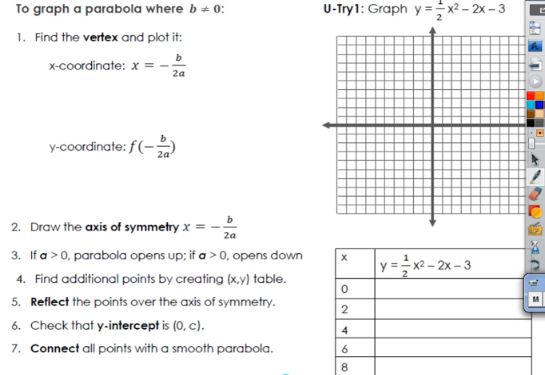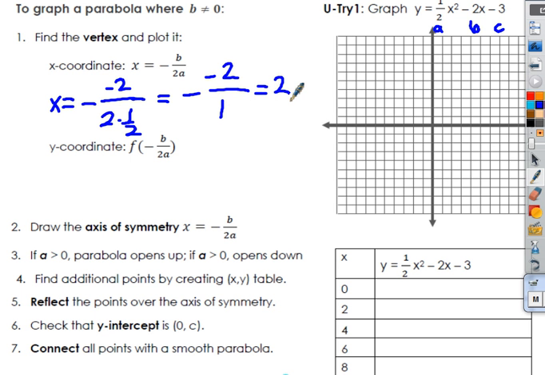Let's look at our second example. In this second example, we are first going to find the vertex again. For the x value of the vertex, we are going to substitute x equals negative b over 2a. And here are our a value, b value, and c value from the original equation. Let's substitute that in here. The x value will be equal to negative of negative 2 over 2 times a. We're going to have to do order of operations in here. I have negative of negative 2 divided by 2 times 1/2, which is 1. And this whole result is going to be equal to 2.